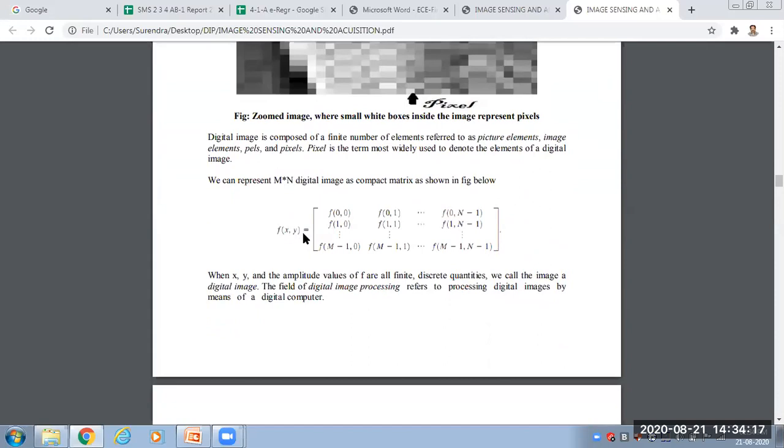This image is like this. So f of x comma y. F of 0 comma 0 is the origin element. F of 0 comma 1 means 0th row, first column. Right? Next, f of 0 comma n minus 1 is the 0th row, n minus 1 column element, like the last element. Similarly, this is f of m minus 1 comma n minus 1. This is the last element, or last digital value, or last pixel. Okay, this f of x comma y is the matrix representation of a digital image.